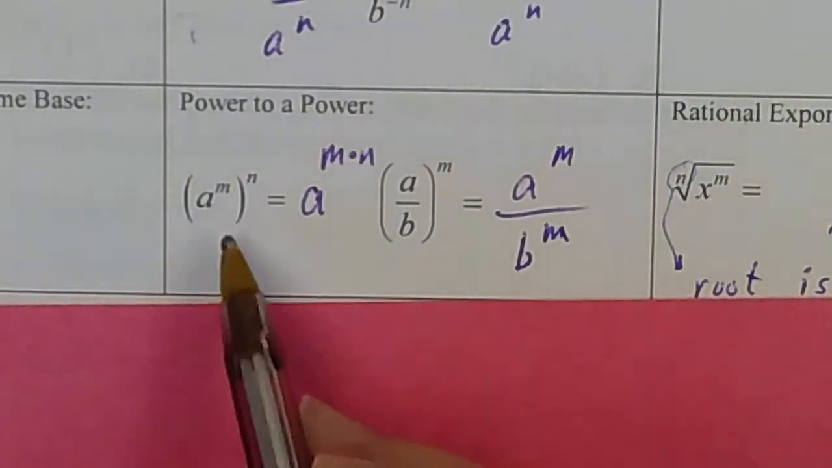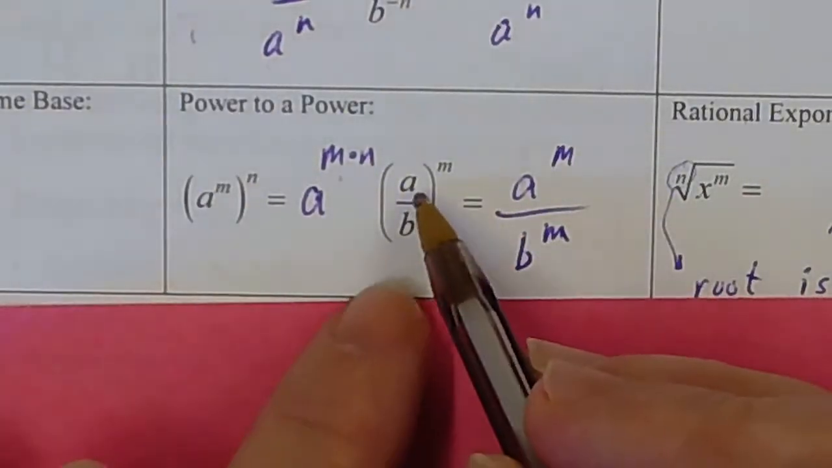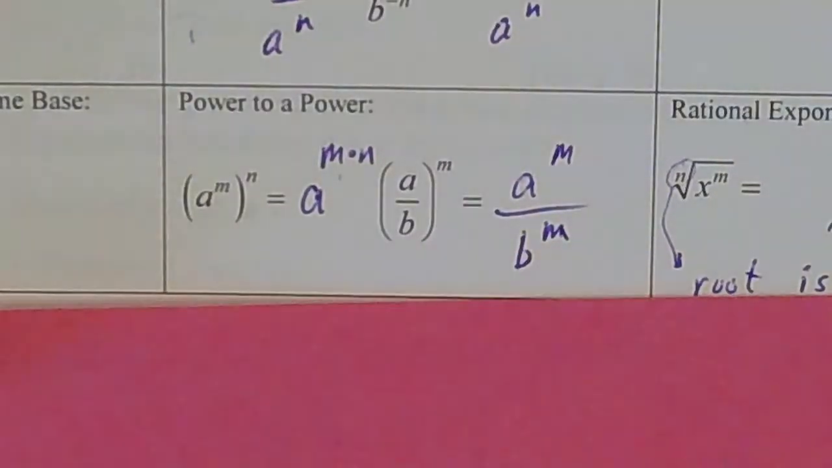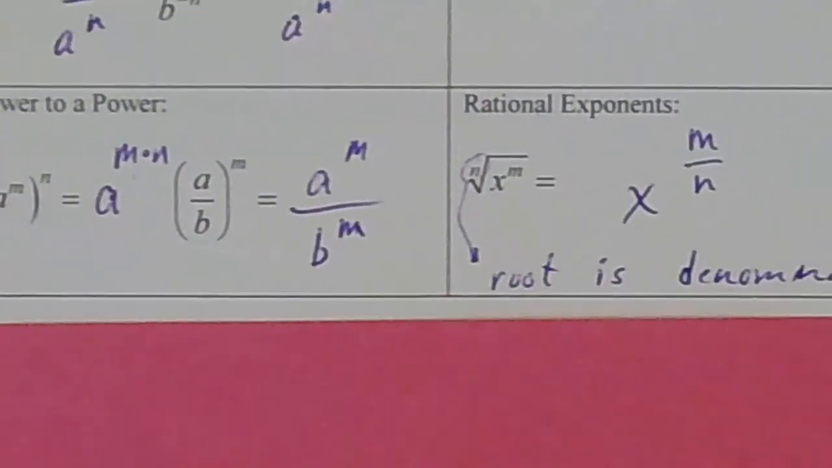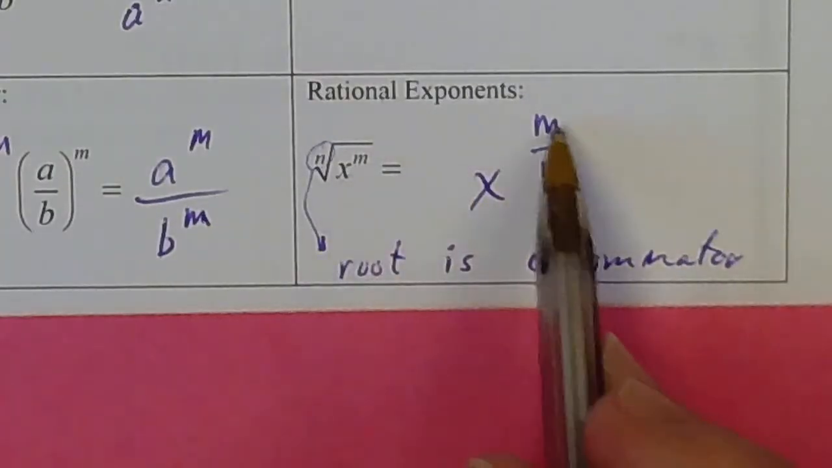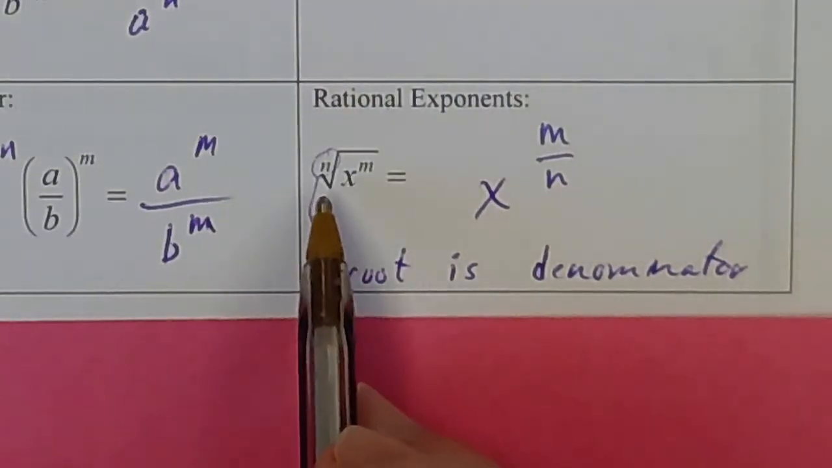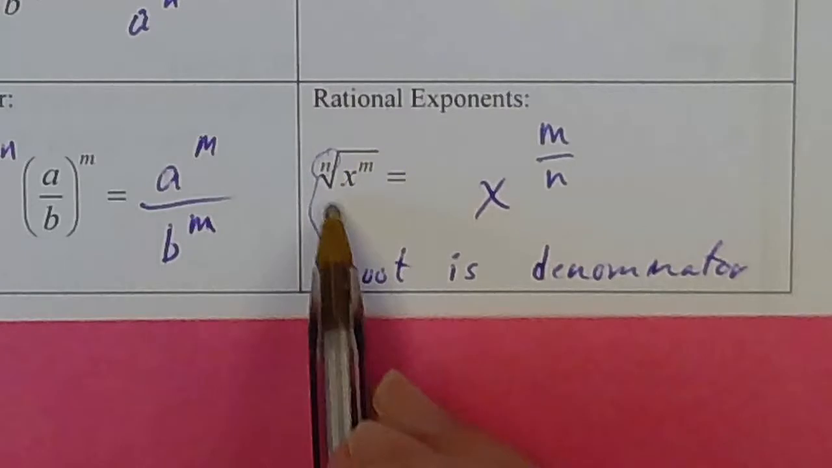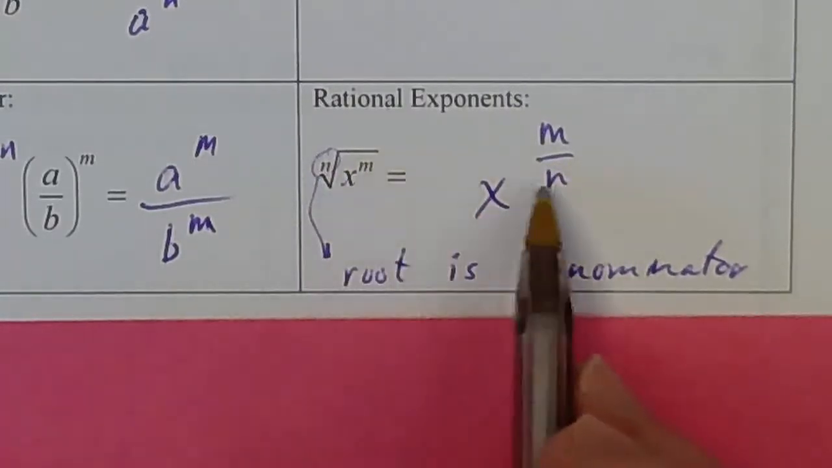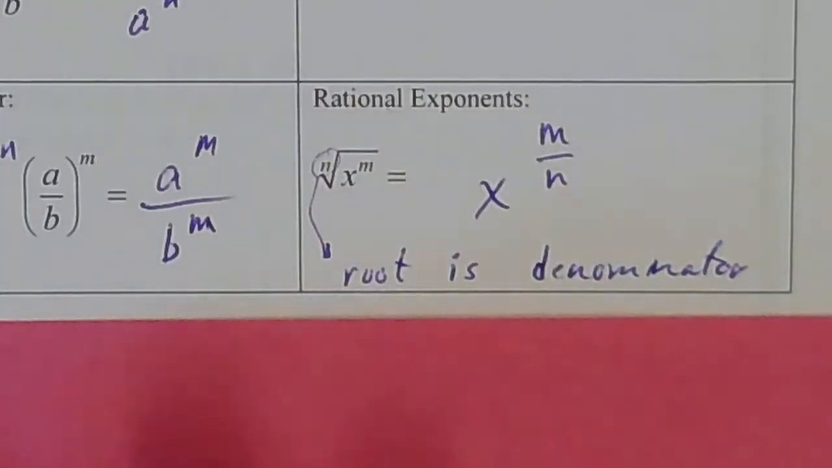All right, next rule is a power to a power. So when that happens, we multiply the exponents. When we have a fraction being raised to a power, we raise the numerator and the denominator to that power. Okay, this last one is converting from radical form to rational form. So the rule to remember, the root always goes to the denominator. So if it's a cube root, we're going to put 3 down there. Whatever, square root, put a 2 down there.